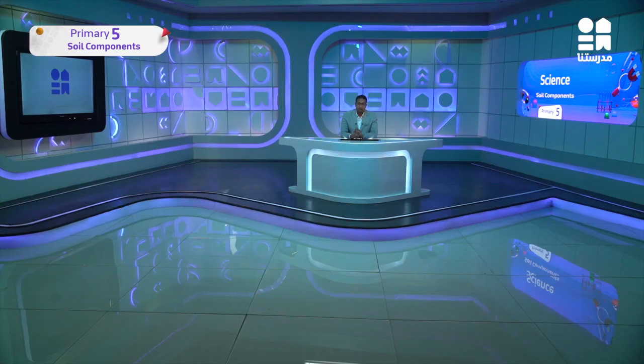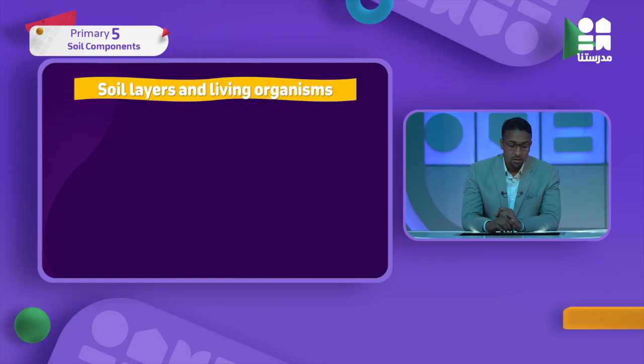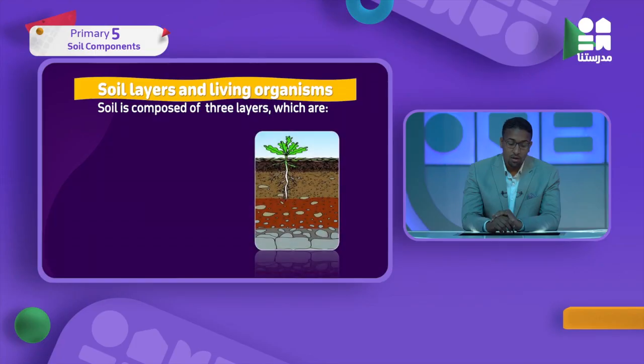Soil layer and living organisms. So soil is composed of 3 layers. Before we study the layers and living organisms, we will study the types or the layers of soil, because living organisms live in one of these layers of the soil. Soil is composed of 3 layers, which are what?